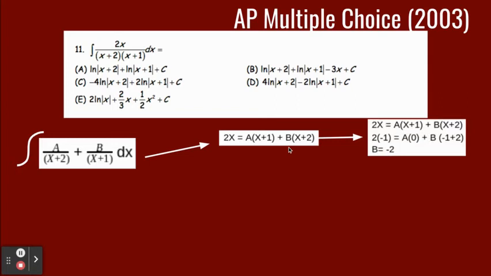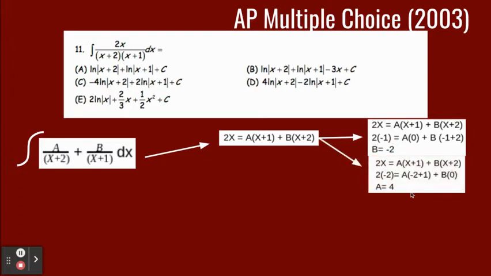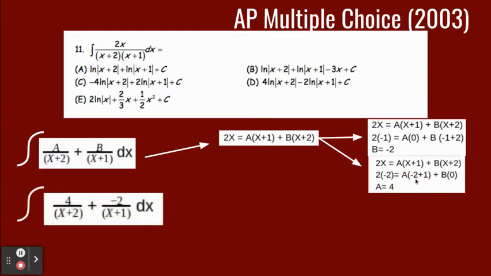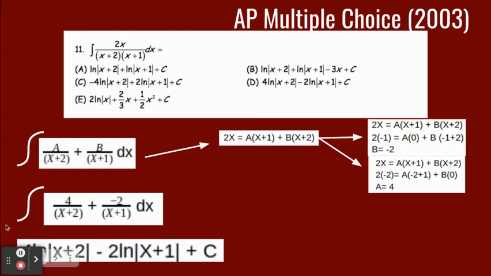So to find b, we're going to put a -1 in for x to make a 0. That leaves us with b equals -2. To find a, we will plug in a -2 for x, which will make b 0, and then we will get a equals 4. Plug those coefficients back into the integral. Then we end up with, you can't see it, but that's a 4 right there, natural log absolute value x plus 2 minus 2 natural log absolute value of x plus 1 plus c, since it was indefinite, and it matches up with d.